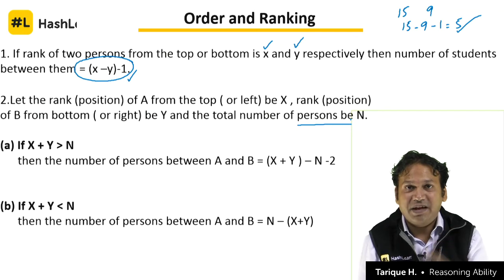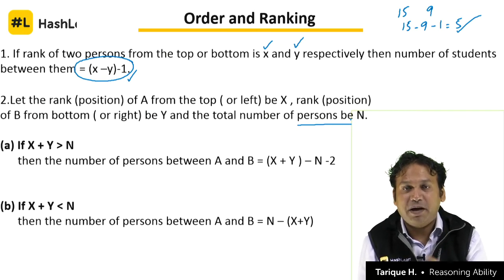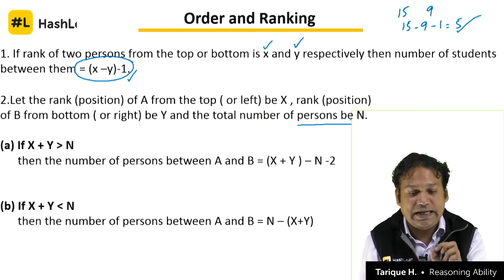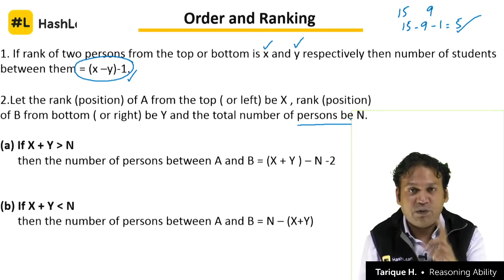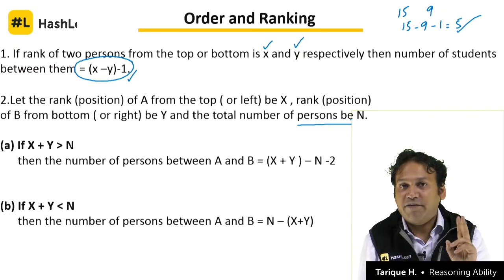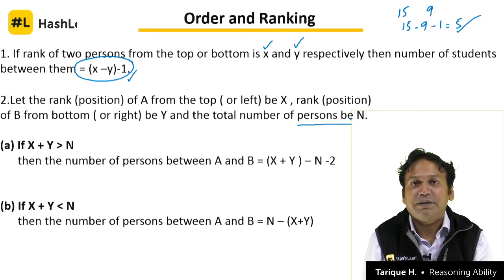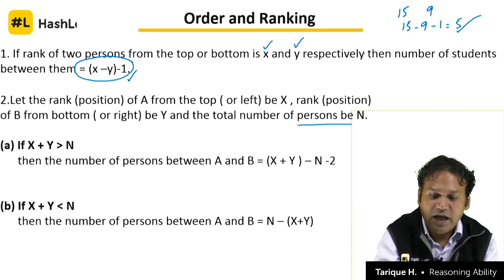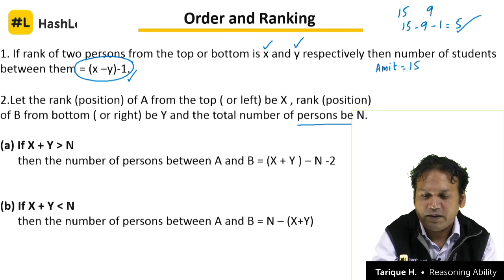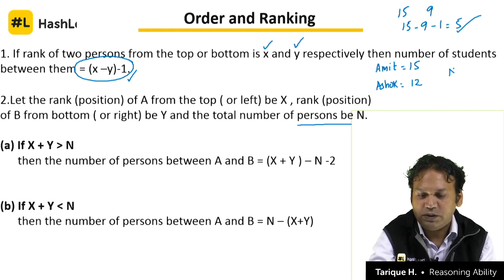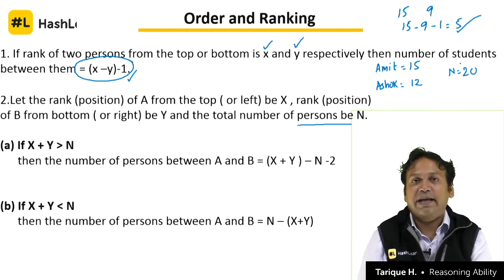And the number of students in the class, number of persons n, number of things n. So, what do we know? Rank from top, rank from bottom and number of students. As in the previous case, the rank of Amit from the top was given as 15, the rank of Ashok from the bottom was given as 12, and total students was given as 20. So, that is what we are taking here, x, y and n.